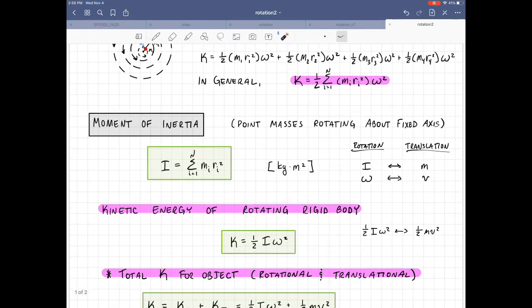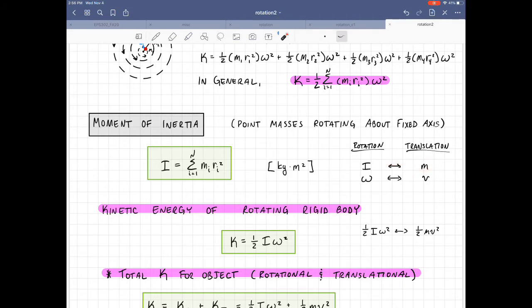This allows us to define a new quantity, which is known as the moment of inertia. If you look up here at my kinetic energy term, that's what we're going to define as I, the moment of inertia. The moment of inertia is the rotational equivalent to mass.